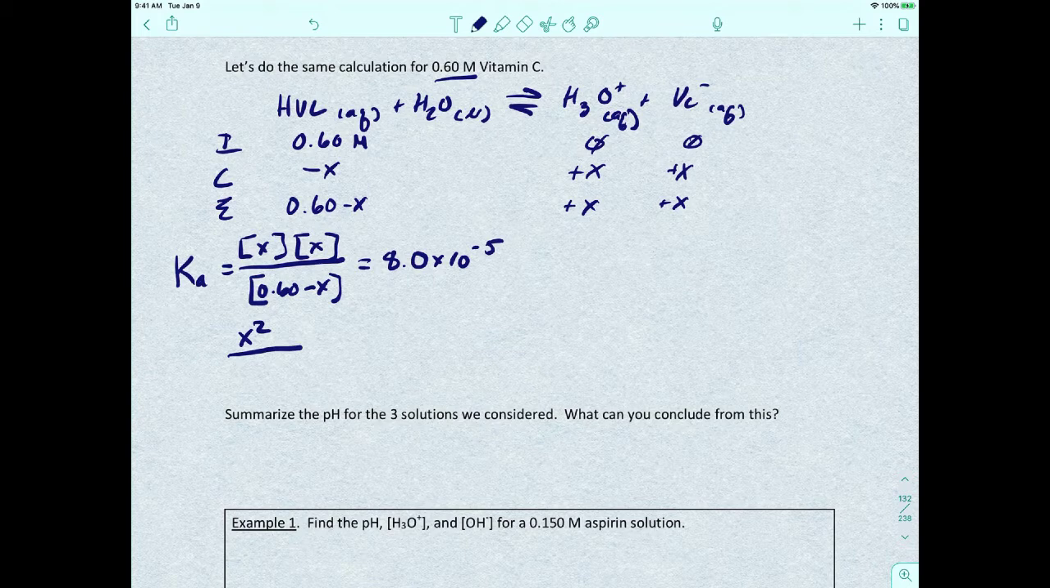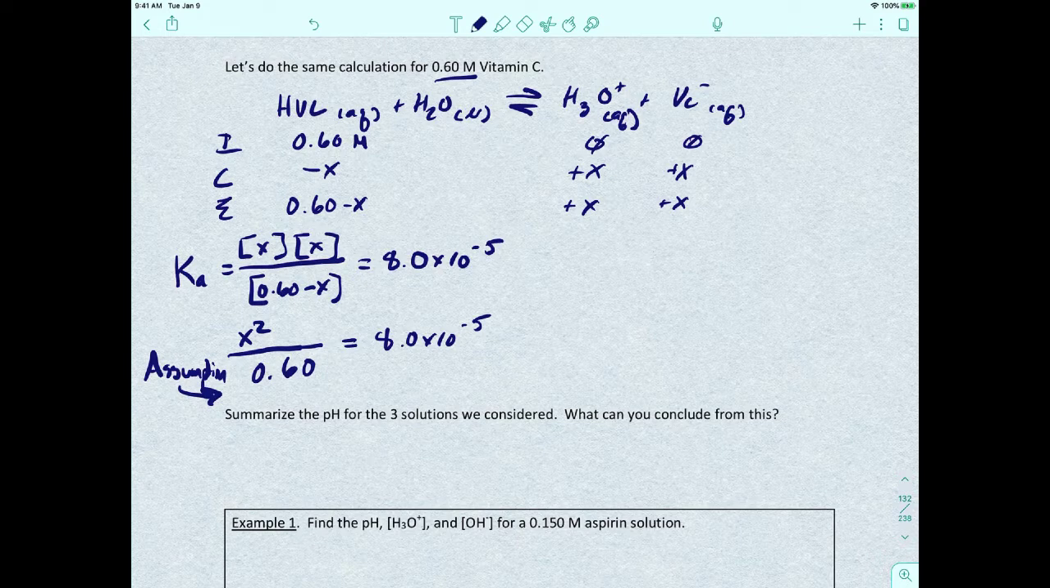And if we apply the approximation here, we're going to use that assumption, that X is not going to change the 0.60 a whole lot. So we can say that the denominator is really just going to be 0.60. This is equal to 8.0 times 10 to the minus fifth.